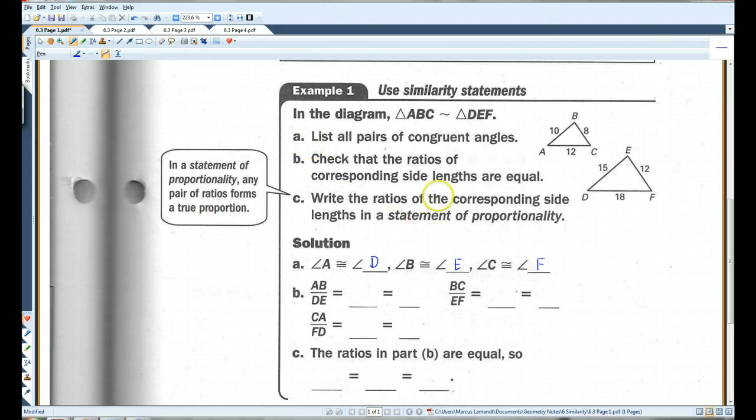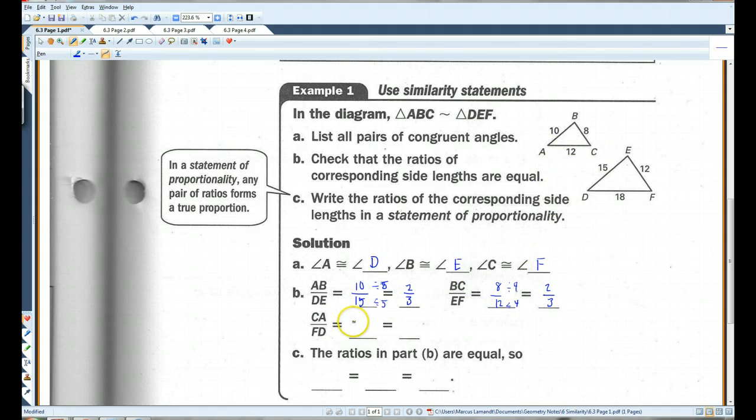Check that the ratios of the corresponding side lengths are equal. So, AB over DE, that's 10 and 15. 10 over 15, if I divide top and bottom by 5, I'm going to get 2 over 3. BC over EF, that's 8 over 12. If I divide top and bottom by 4, I'm also going to get 2 over 3. Notice that these are the same.